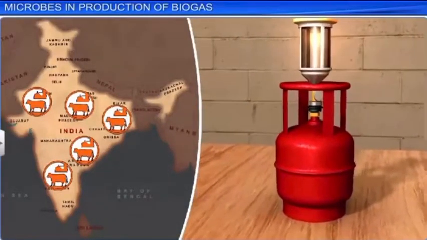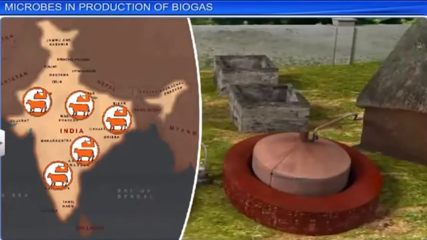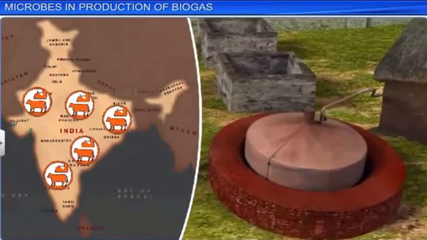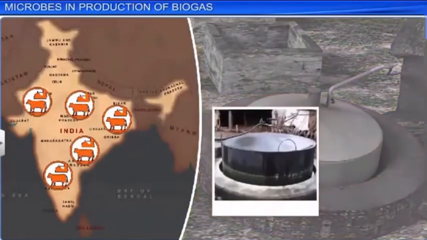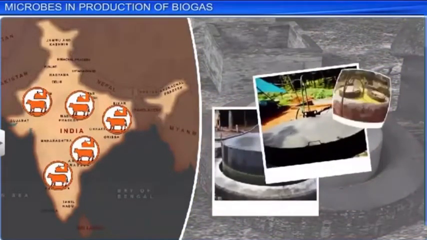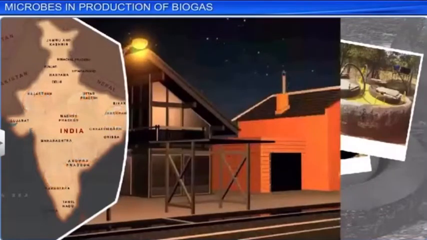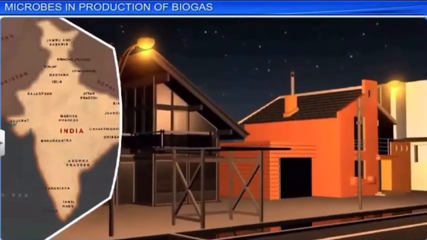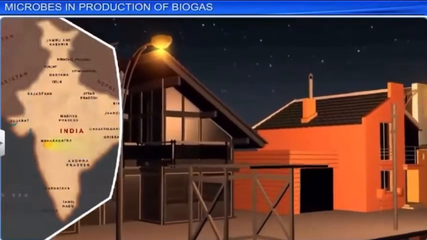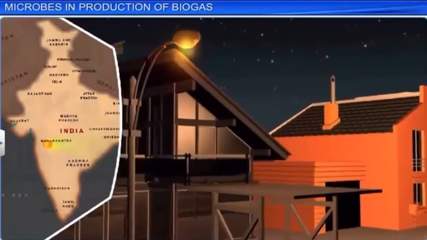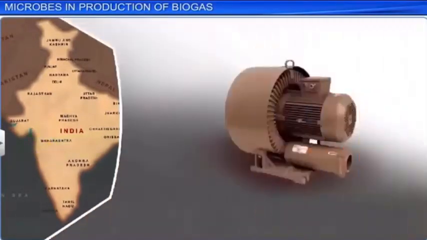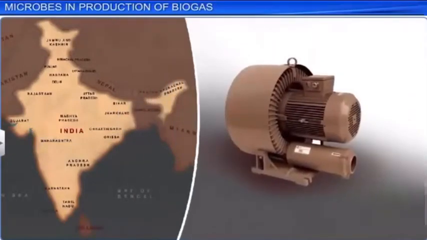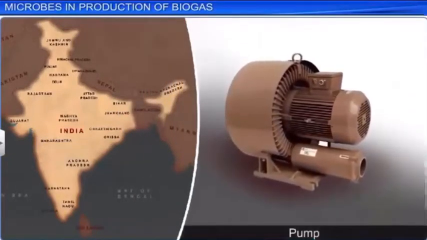As cattle dung is available in abundance in rural areas, many more biogas plants are being set up in our villages. However, even in cities like Pune, there are some commendable instances of lighting streetlights with biogas. Biogas can also be used to run electric engines such as pumps, as it causes less air pollution.